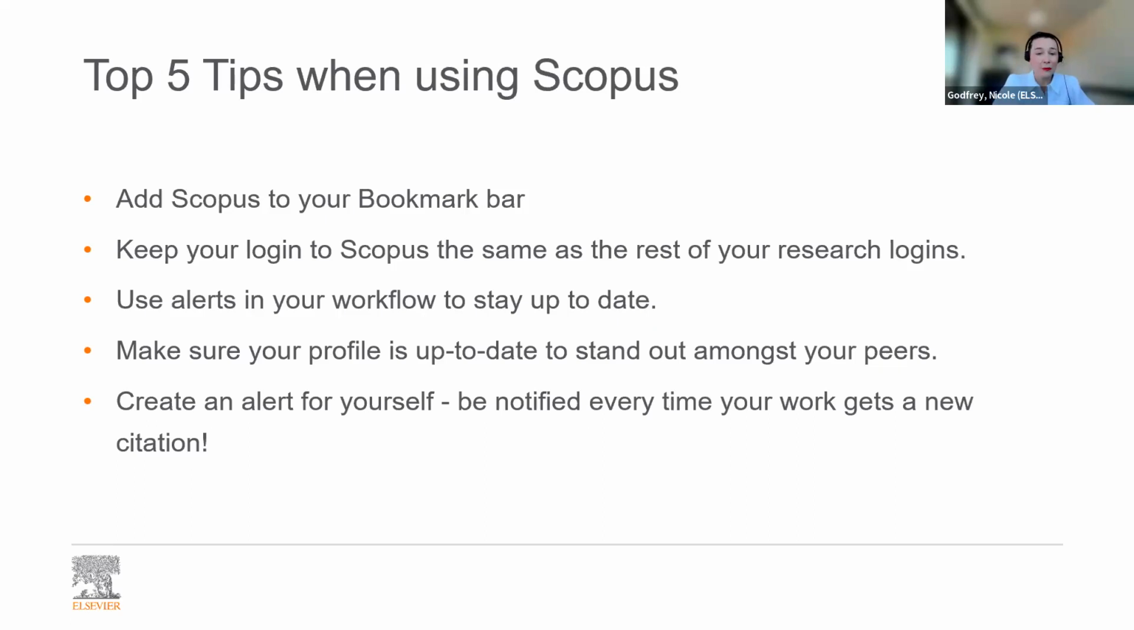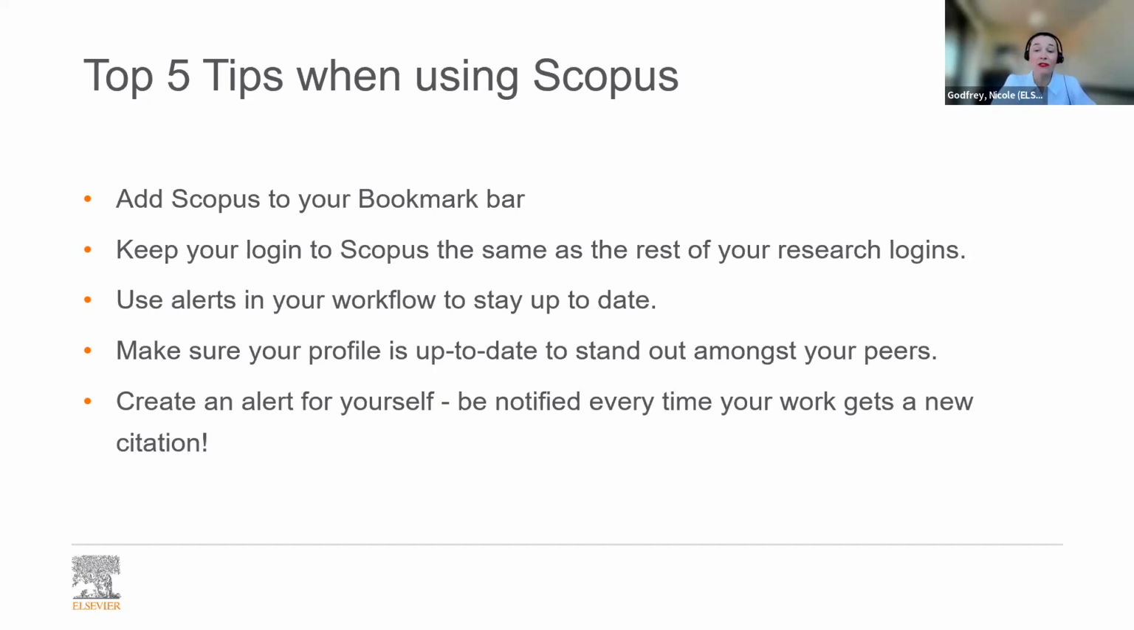When using Scopus, we went out to our librarians and researchers to get some feedback, and we put together some top five tips before you even jump onto the platform. Make sure you bookmark it, so it's quick and easy to get to. Keep your login the same for Scopus as the rest of your other Elsevier logins. That way you don't have to remember another login, and it will also get you straight through to your Elsevier account to unlock all the features specifically designed to support your research goals.